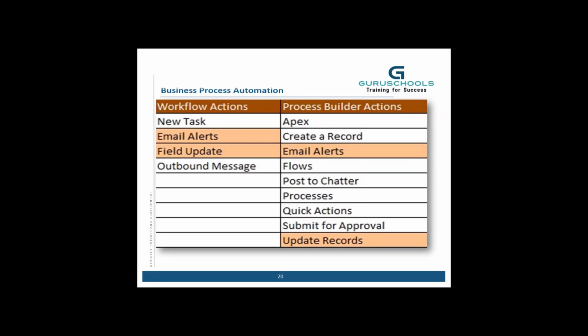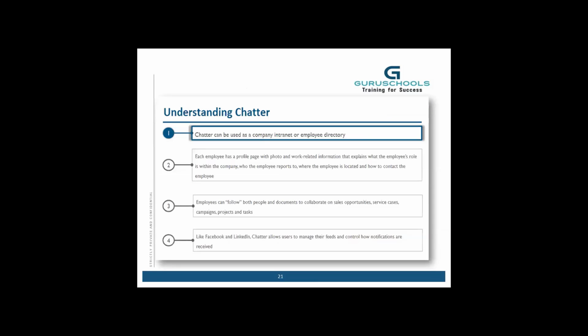Salesforce enabled one very popular process builder action, wherein we can create a record, do Apex, email alerts, flows, post to chatters, processes, quick actions, submit for approvals, update records. So many things we can do. Where there is a need for workflow, we can use the workflow. Where we need to build advanced process automation, we can use the process builder. Workflow and process builders are also a very popular topic in Salesforce, wherein we need to learn and practice more and more to get more hands-on and get our doubts cleared.